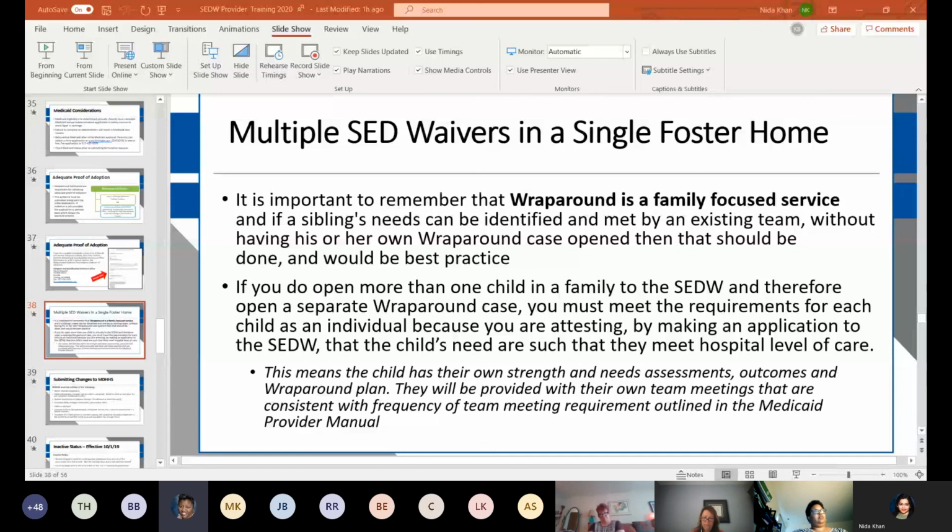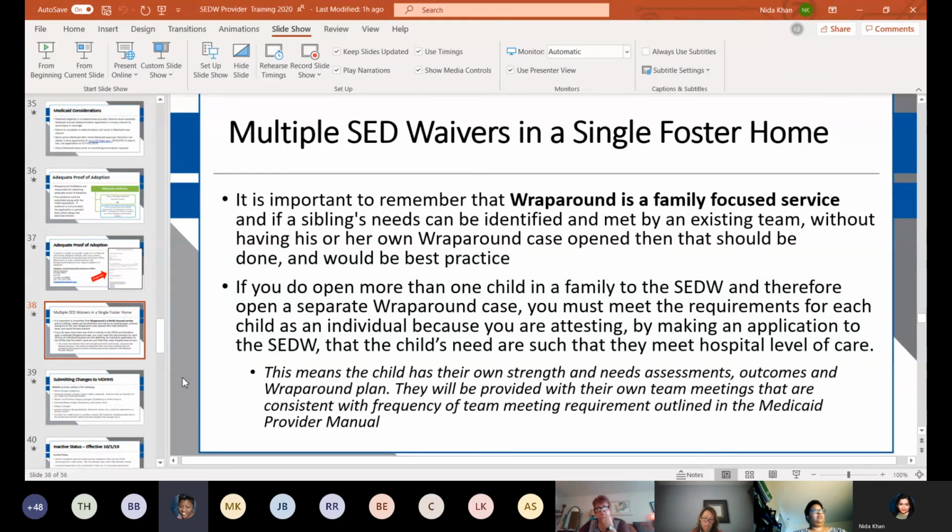So I just want to emphasize that it's important to remember that wraparound is a family-focused service. And before a family applies for the SED waiver for another child in that home, we would like the wraparound facilitator as well as the home-based therapist to collaborate and see if that other sibling's needs can be identified and met by an existing team. So if you're already in that home working with one child, but you see there's another child that may be eligible for the SED waiver, have a discussion with that family, and maybe even a powwow just among the clinical team yourself, and say, are we able to meet this child's needs without the other child having its own wraparound case?